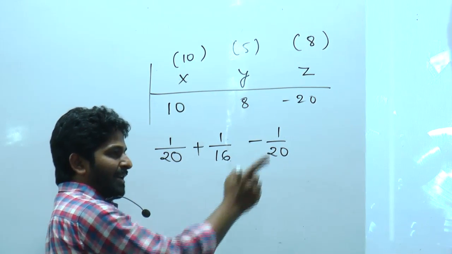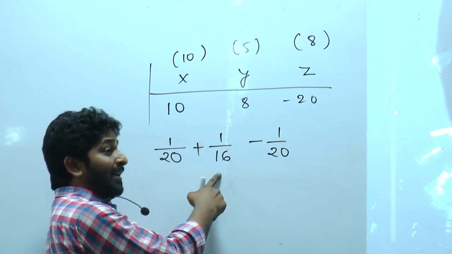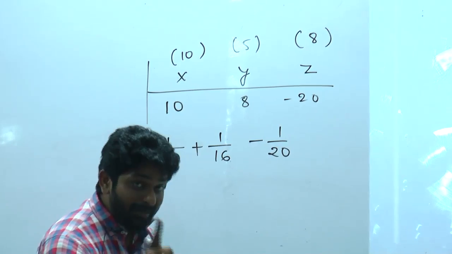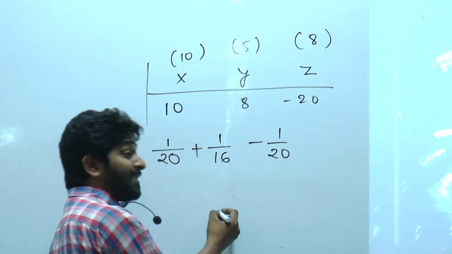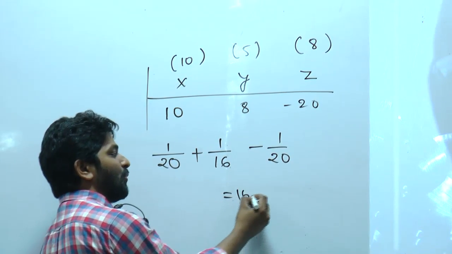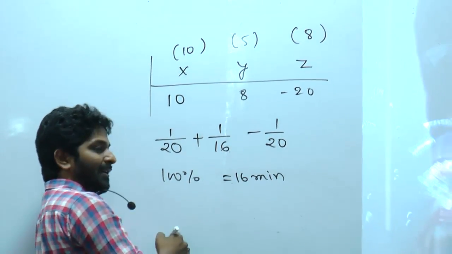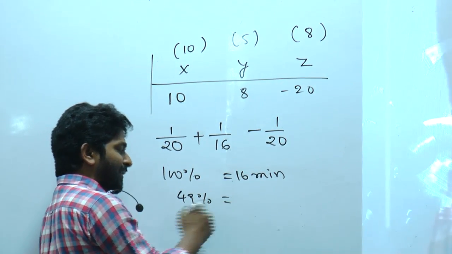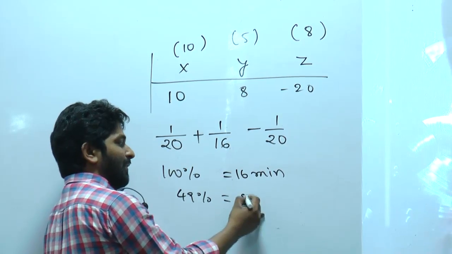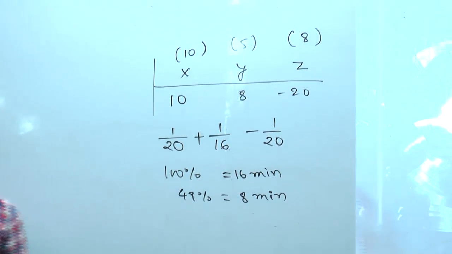So it does minus 1 by 20. Plus 1 by 20 minus 1 by 20 gets cancelled. So the tank is filled in 16 minutes. In 1 minute, it can fill 1/16th of the tank. To fill 100% of the tank, it takes 16 minutes. To fill 49%, which is very close to 50%, because you are asked to calculate an approximate answer only, right? So 8 minutes.